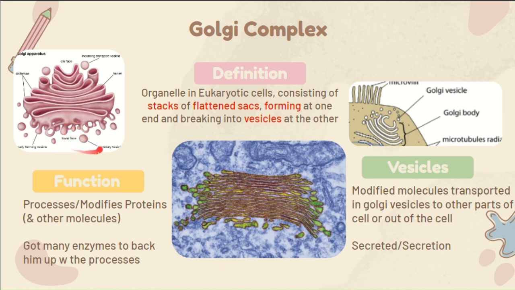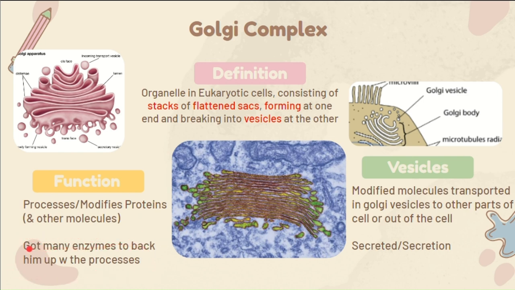There may be more than one present in a cell, and that's because the Golgi complex processes and modifies proteins as well as other molecules. FYI, if you write its function as just modifies proteins alone, without mentioning other molecules, you still get a mark. With such a complex job, pun intended, it contains many different enzymes to aid it.